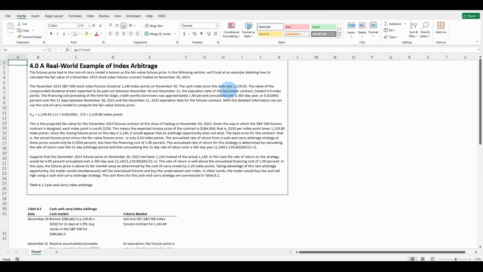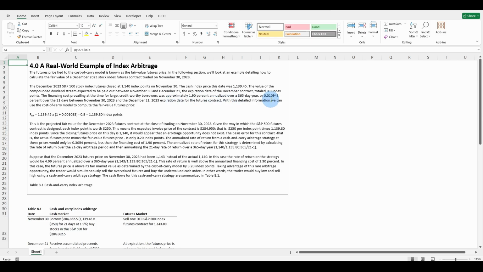The value of the compounded dividend stream expected to be paid out between November 30 and December 21st, the expiration date of the December contract, totaled 0.9 index points. Financing cost prevailing at the time for large credit-worthy borrowers was approximately 1.9% annualized over a 365-day year, or 0.010943% over the 21 days between November 30, 2023 and December 21, 2023, the expiration date for the futures contract.